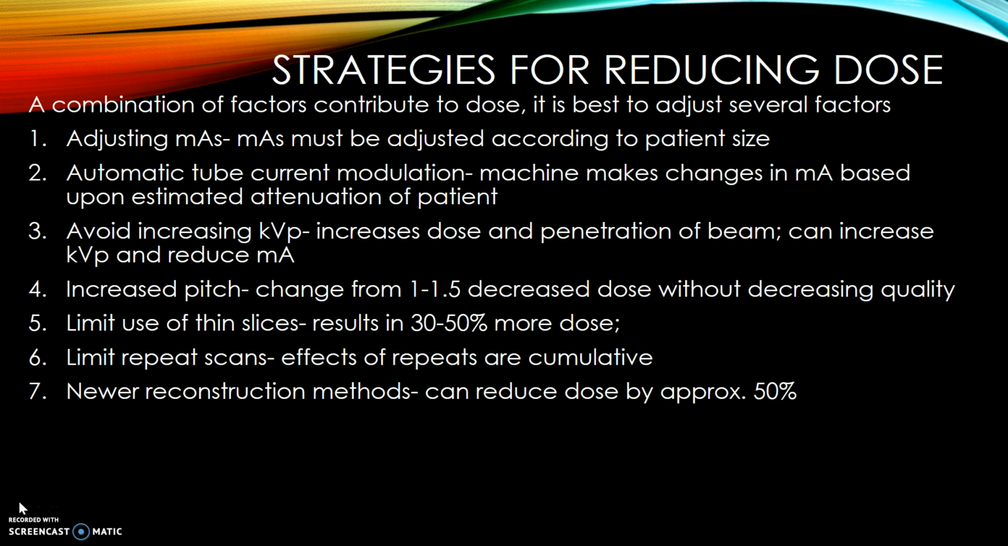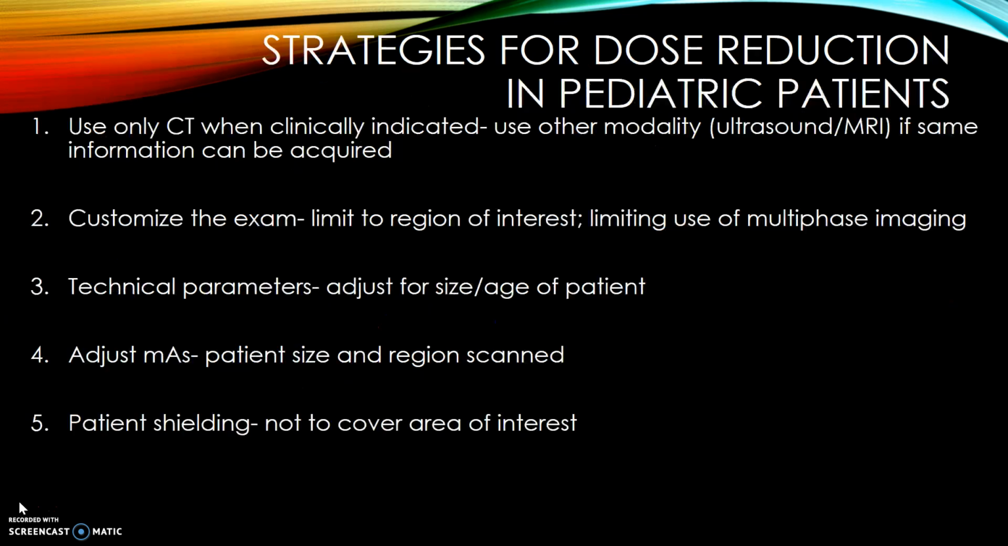Increase pitch, changing from 1 to 1.5, to decrease dose without decreasing quality. Limit use of thin slices. This results in 30 to 50% more dose. Limit repeat scans, because repeats are cumulative. And newer reconstruction methods can reduce dose by approximately 50%.